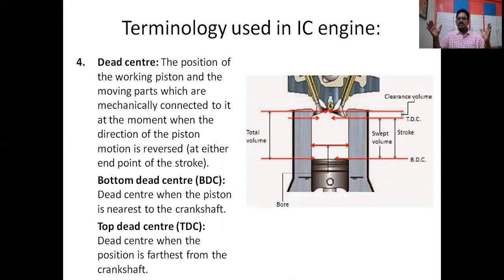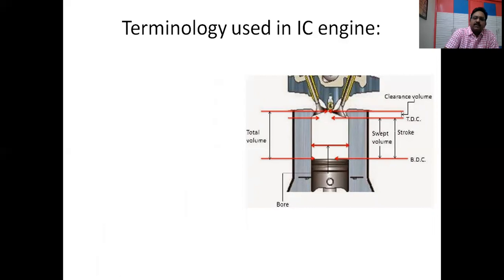For horizontal engines, you don't have top and bottom. The piston moves from left to right. So you have a different terminology there, called inner dead center and outer dead center. Inner dead center means the nearest position to the crankshaft. Outer dead center means the farthest position from the crankshaft. So this is called inner dead center and outer dead center in the case of horizontal engines, and top dead center and bottom dead center in the case of vertical engines. Generally, we use TDC and BDC to represent top dead center and bottom dead center respectively.